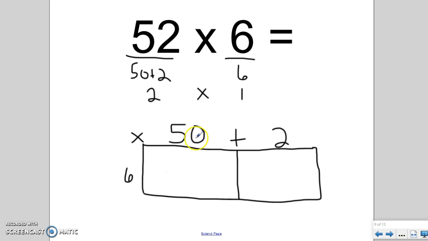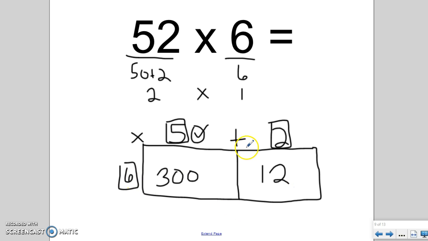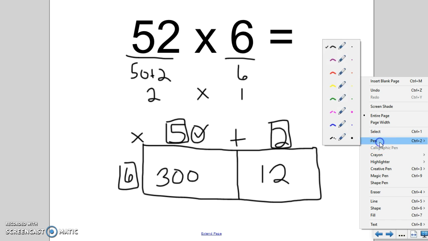So I'm going to go ahead and figure out what 6 times 50 is by using box and dot. 6 times 5 is 30. And I don't have any zeros here, but I do have 1 here. So 6 times 50 is actually 300. Now I'm going to use box and dot to figure out what 6 times 2 is. Well, 6 times 2, that's just a multiplication fact, 12, and I don't have any zeros. So now I have all the parts of my answer.